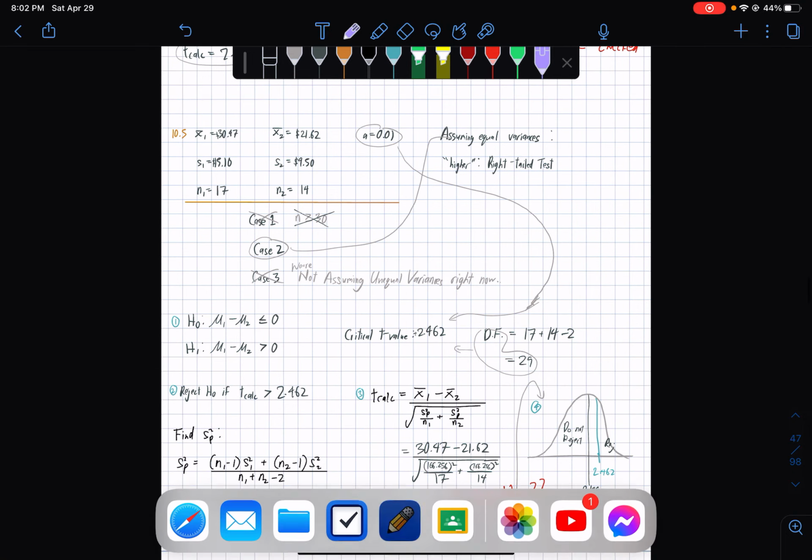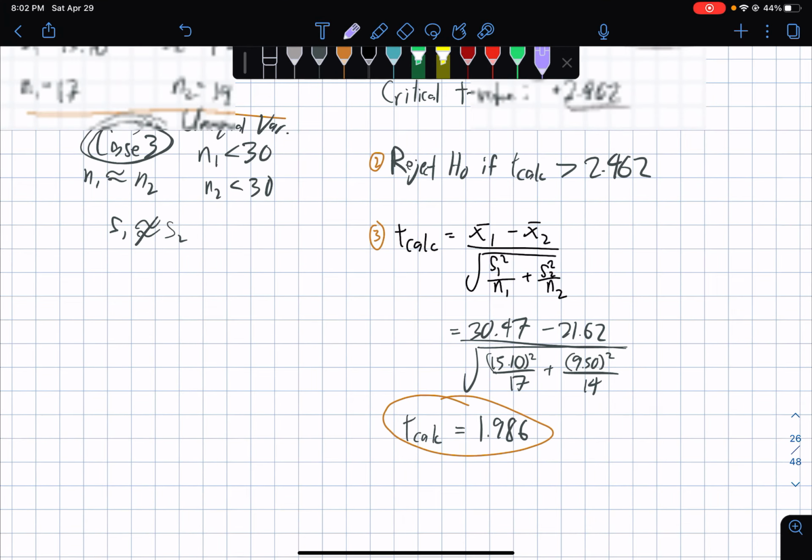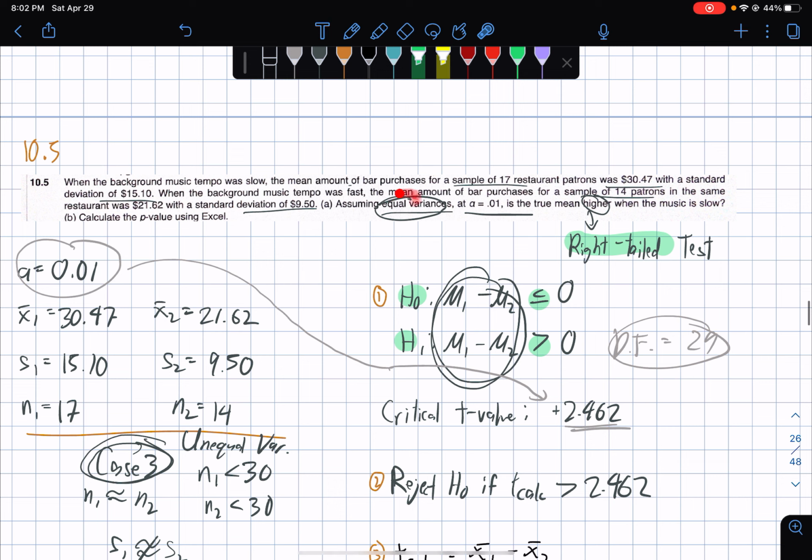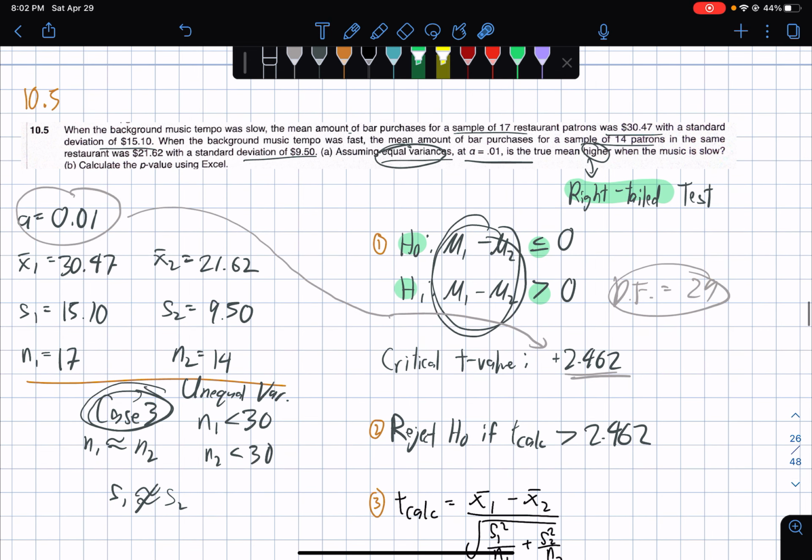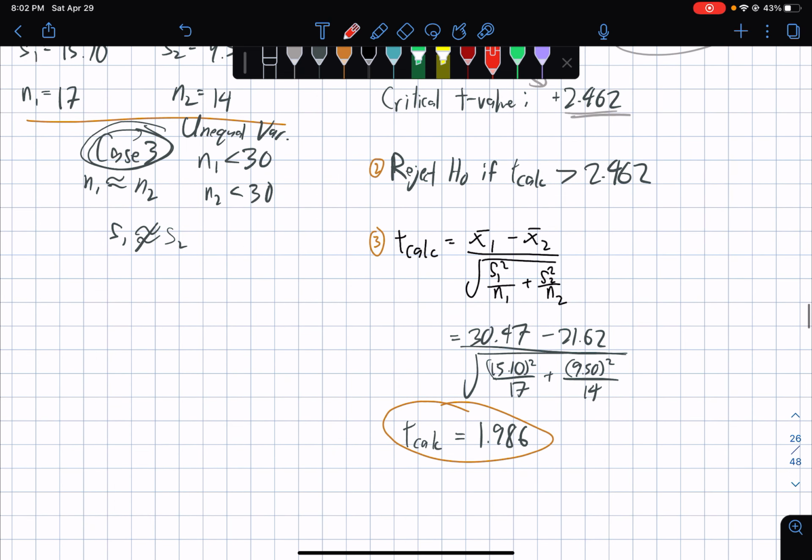So it's up to you to determine why it says here "assuming equal variances," which I think suggests case 2, but then we have to use case 3 to find the right answer.